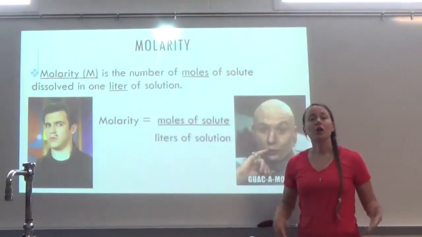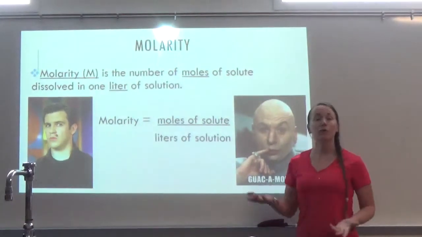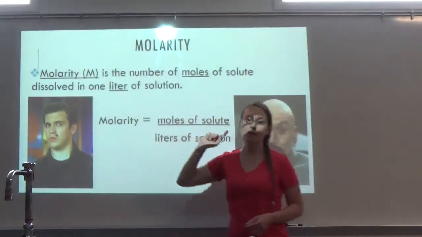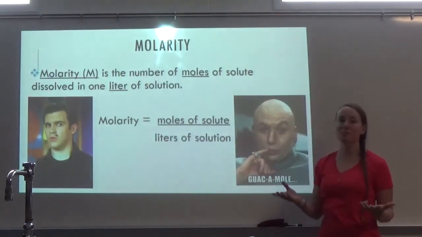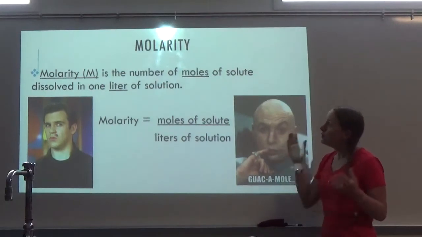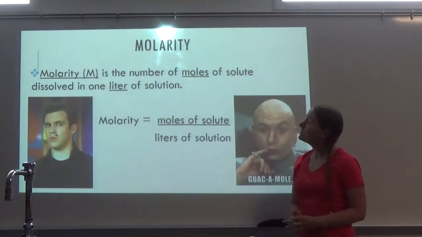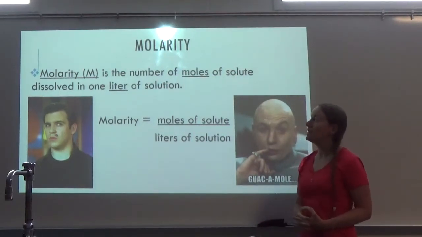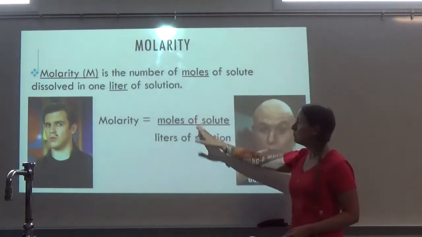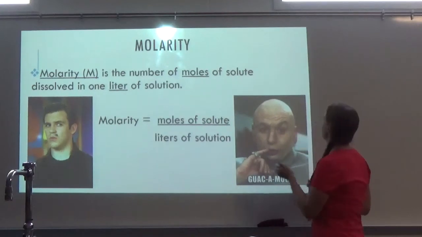So what unit are we going to use for concentration? Well, one of the units we use is molarity. It is represented by a capital M. It must be capital. If you put lowercase, that's meters, and I count half off for incorrect or missing units. So molarity is the number of moles of solute dissolved in 1 liter of solution. So our formula is molarity equals moles of solute per liters of solution.